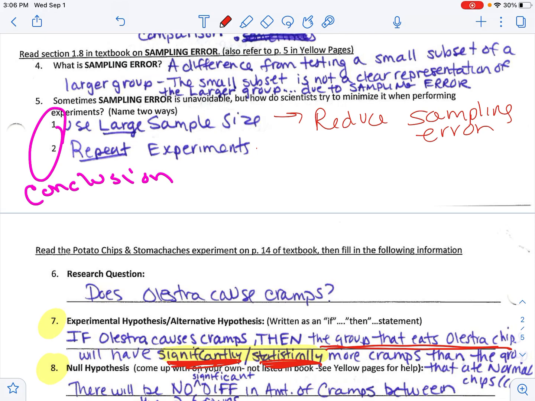And repeating it, just say we only did the experiment once in class, but it'd be better in science. You're supposed to be able to do the same thing over and over and over and get the same results.